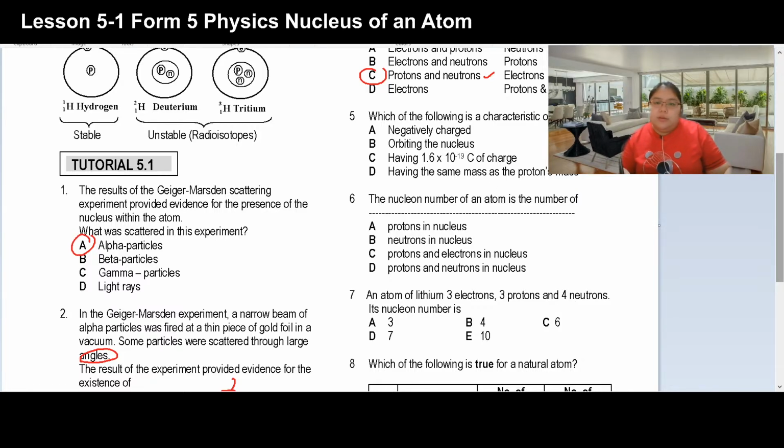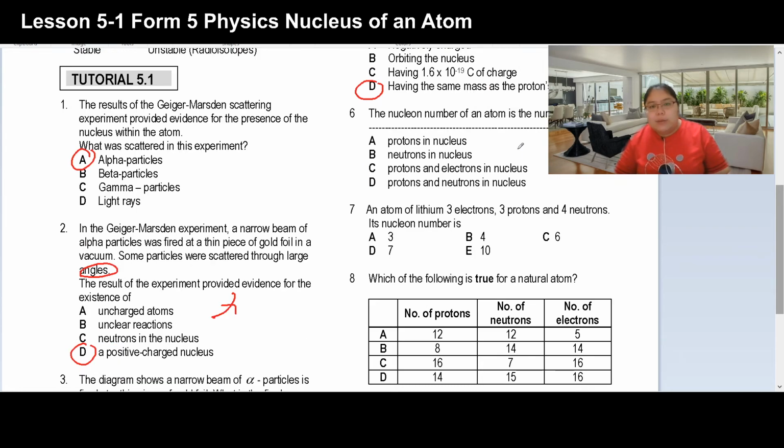Okay, number 5. Which of the following is a characteristic of the neutron? Negative charge, no. Orbiting the nucleus, no. Having the same mass, okay, and there's no charge. Having the mass the same as the proton. Okay, number 6. Nucleon number of an atom is the number of nucleons. Nucleon actually is what? There's a proton and neutron.